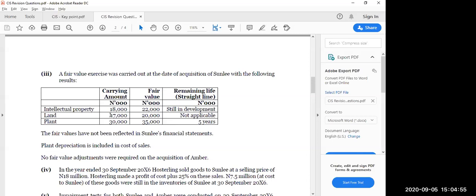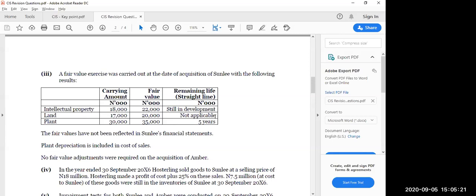So the carrying amount is 17,000. The fair value is 20,000. Well, the popular belief is that land is not depreciated. At least for theoretical purpose, land is not depreciated. So that is why the remaining life is, you can see there in that second line, they wrote not applicable. So they didn't put any useful life for the land.